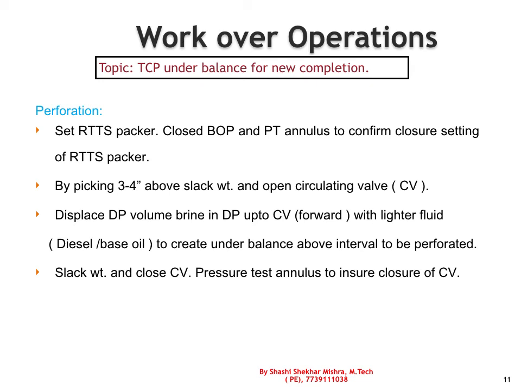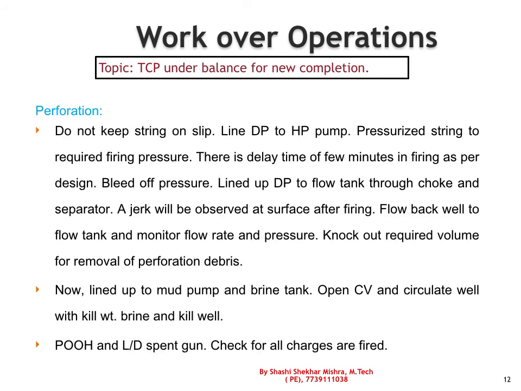So once it is displaced, we apply the slack weight of the string and close the CV, and again pressure test the annulus to ensure that the CV is closed. Once the CV is closed, then line up the drill pipe with the high pressure pump and pressurize the string to the required firing pressure.